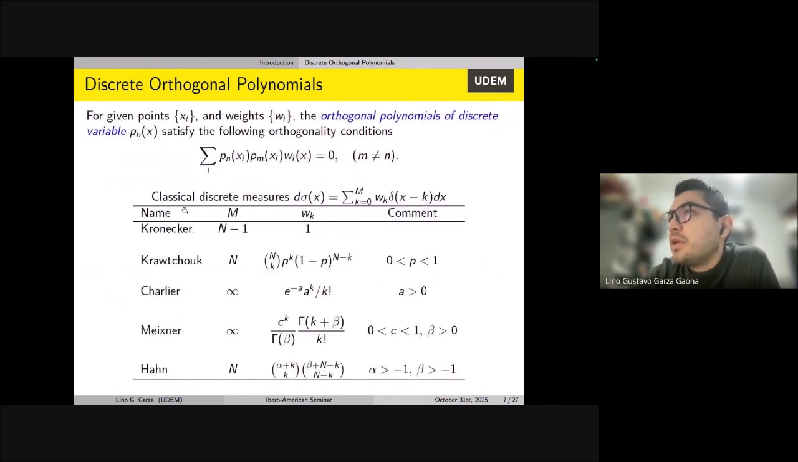We also have these classical discrete families, where we have this definition for the discrete measure, and depending on the family we're considering, the weights are given explicitly. The M is also a number, or in this case, we consider infinite terms, and the parameters p, a or c obey these restrictions.